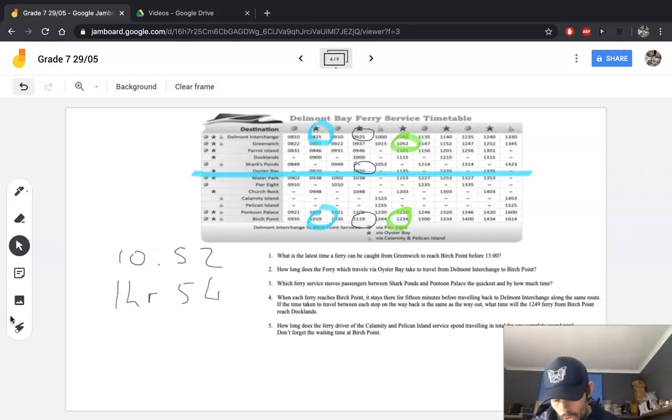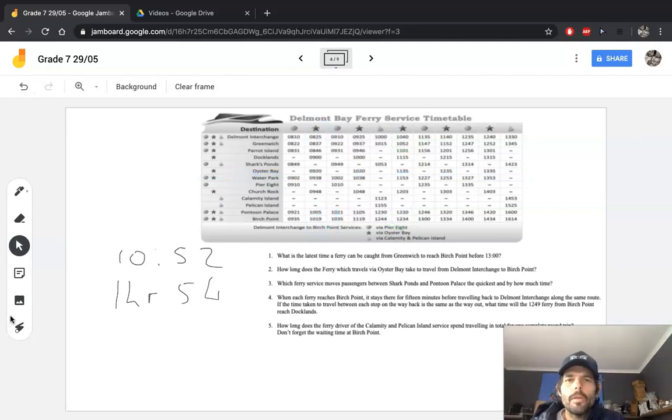And let's do one more check. We'll do the 10:40 departure from Delmont, goes past Oyster Bay at 11:35, arrives at 12:34, and again, that's 1 hour 54. So we know we must be correct.